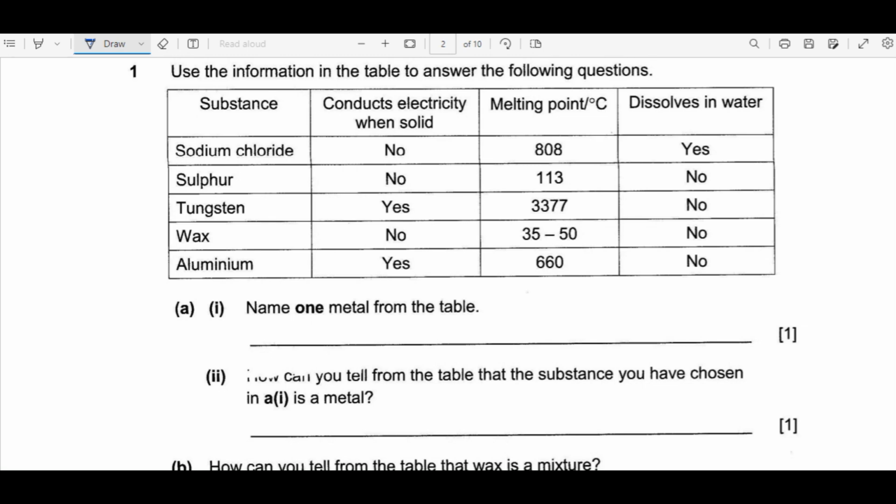So the first column consists of substance, the second one is conducts electricity when solid, then the melting point in degrees Celsius, and dissolves in water. The first substance we have is sodium chloride, sulfur, tungsten, wax, and the last one is aluminium. Now A1, name one metal from the table. So we have tungsten and aluminium.